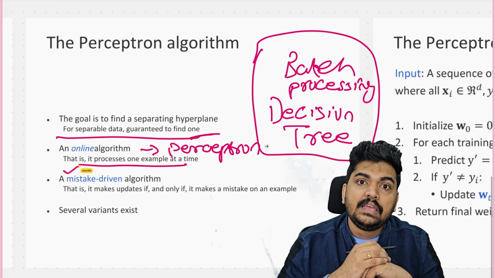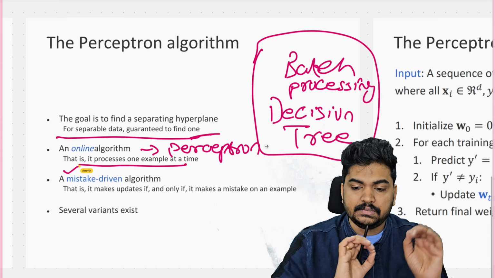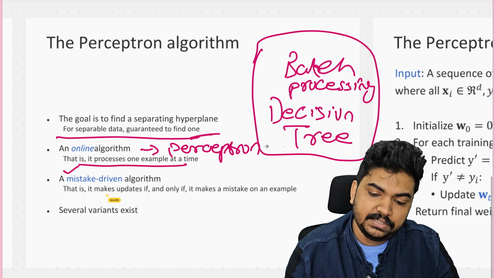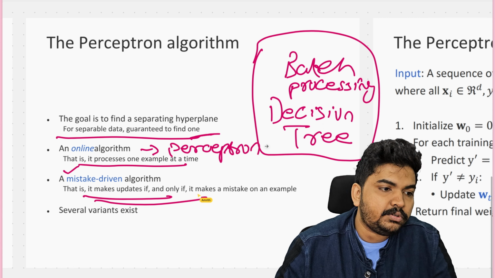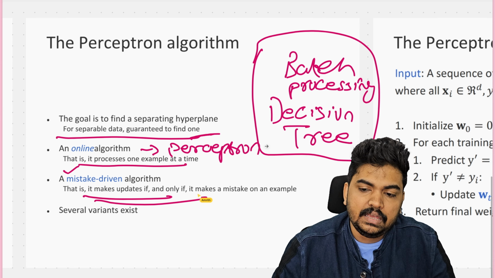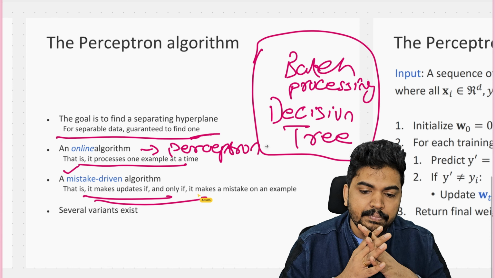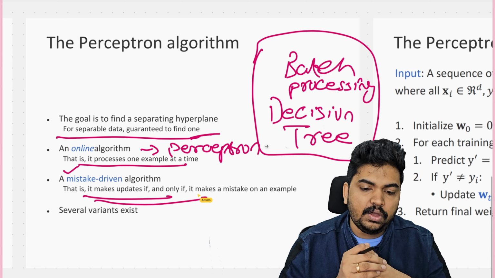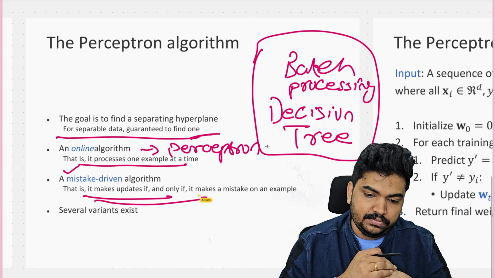But let us say a mistake is made. So if and only if a mistake is made, then the weight vector is updated. How does it do that? We will look into the perceptron algorithm. But largely, this is an overview of any classifier, and specifically for perceptron, where we talk about the online algorithmic aspect as well as the mistake driven aspect of it.